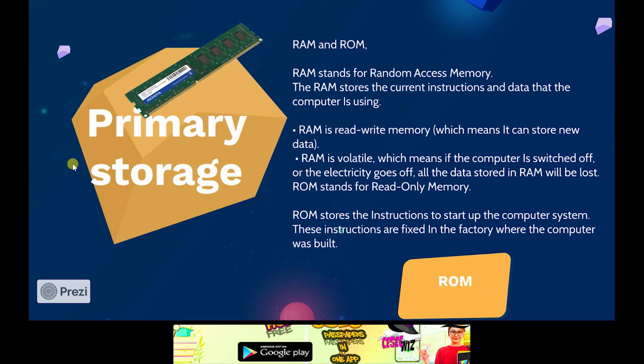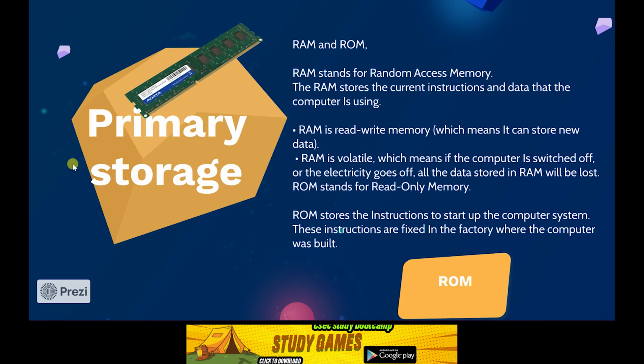Alright, so let's deal with RAM first. RAM stands for Random Access Memory. The RAM stores the current instructions and the data that the computer is using. RAM is read-write memory, which means it can store new data. RAM is volatile, however, which means if your computer so happens to get switched off, or the electricity goes off for any reason at all, the data stored in RAM will be lost.